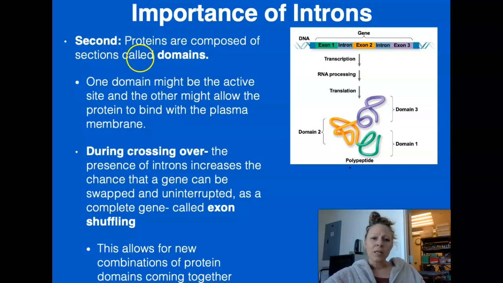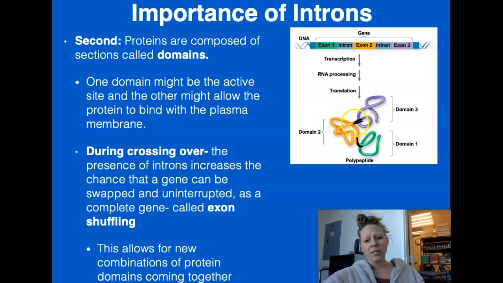And so secondly, proteins are composed of domains. So introns are going to function here. They're going to put more space. If we look at this polypeptide, this whole thing, it's going to have 3 different domains. So one strand of mRNA, it's going to put space between these domains. And this domain is going to code for a specific section on a protein.